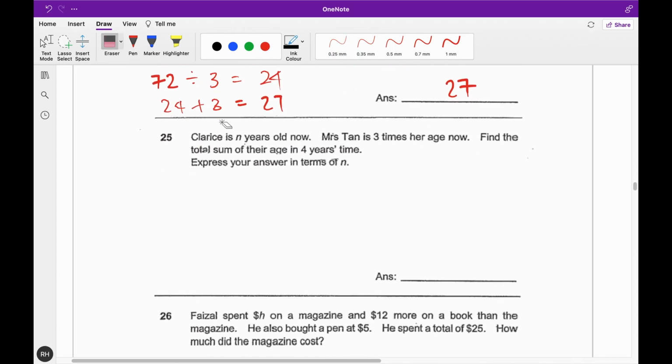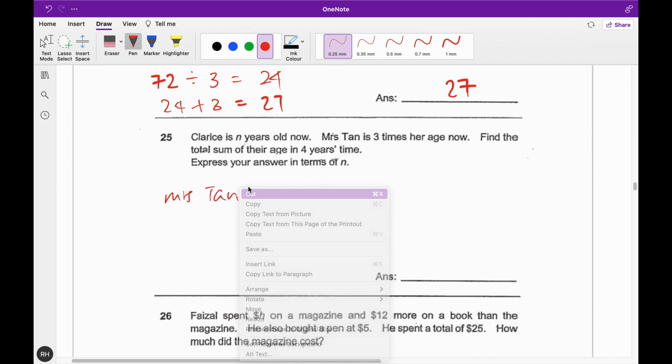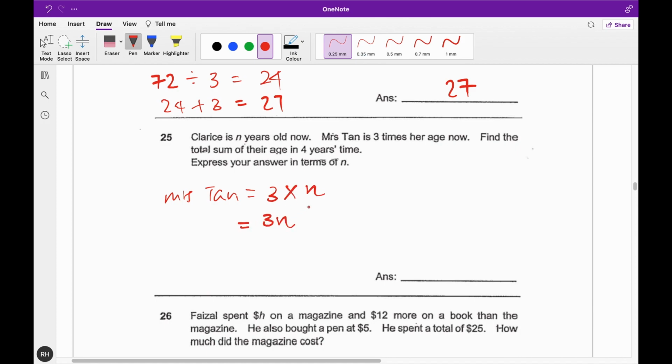Question 25. Clarice is n years old now. Mrs. Tan is 3 times her age now. Find the total sum of their ages in 4 years' time. Express your answer in terms of n. So Mrs. Tan is 3 times her age now, so Mrs. Tan would be 3 times n. 3 times n is the same as 3n.